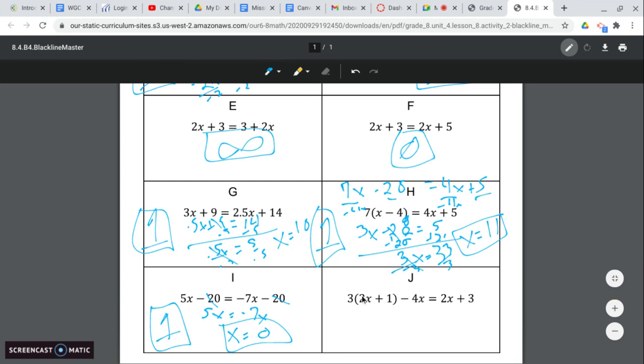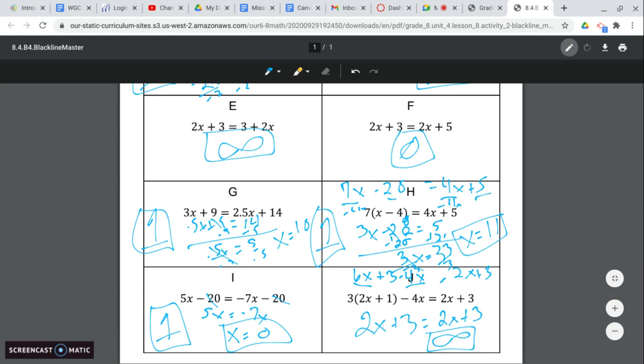And then the last one, lots going on in this one. Distribute the 3. 3 times 2x is 6x plus 3 minus 4x equals 2x plus 3. 6x minus 4x is going to give us 2x plus 3 equals 2x plus 3. It's infinitely many. Our constants and our coefficients on our variables are exactly the same. So hopefully you're noticing that when we have the same coefficient on our variable and the same constant, it's going to give us all solutions.